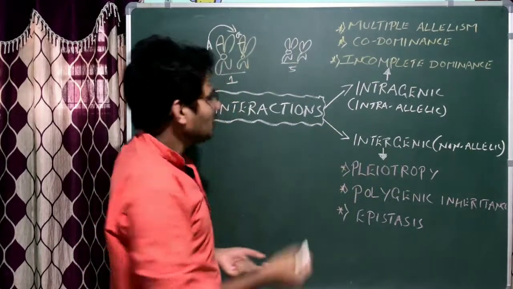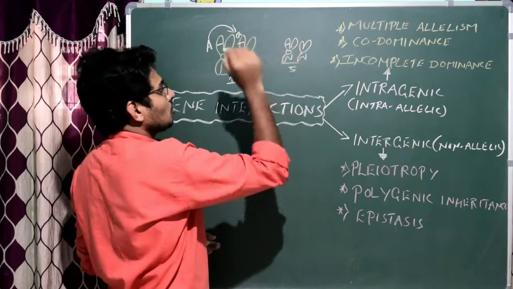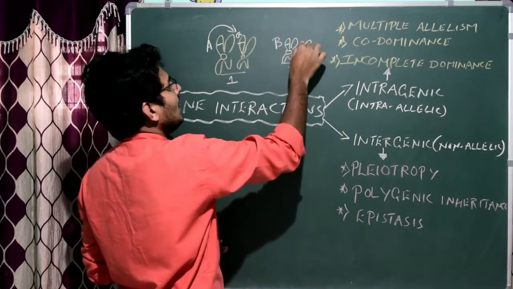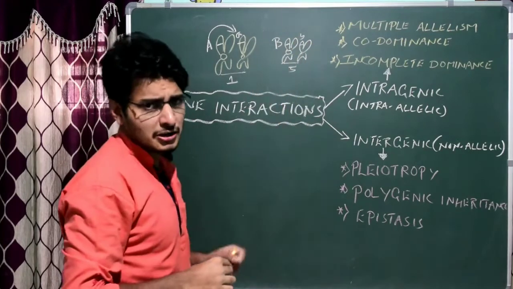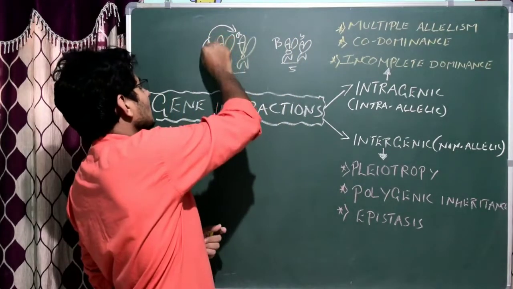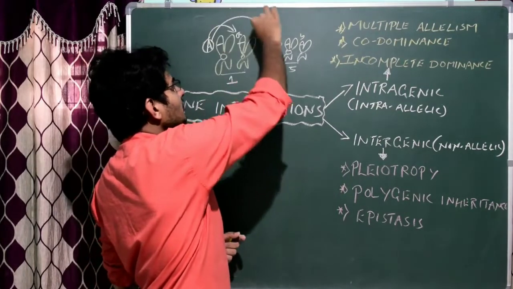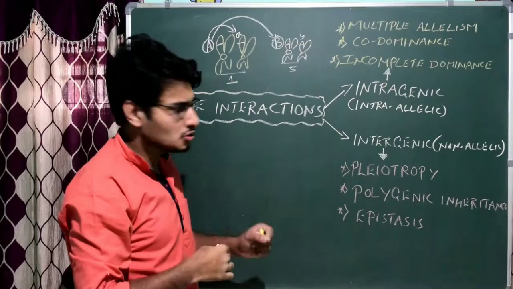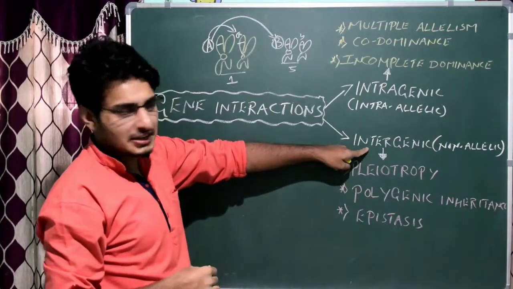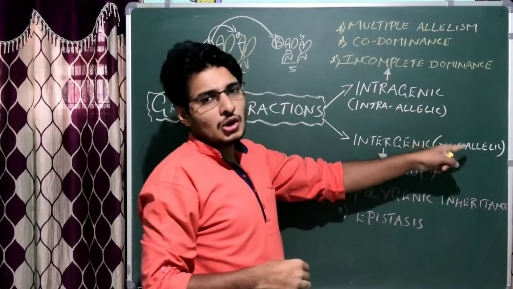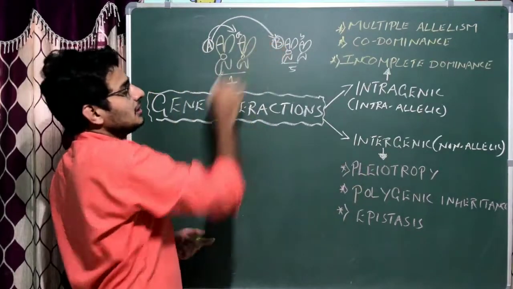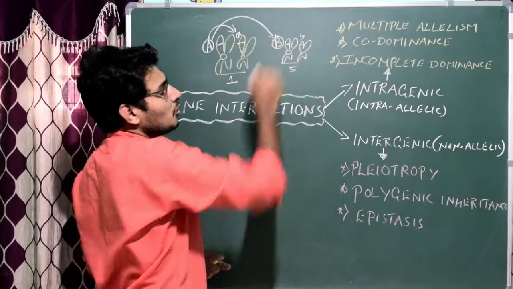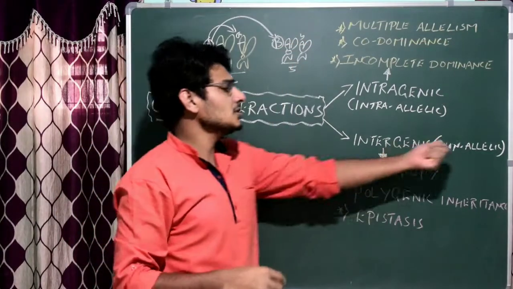Intergenic is very easy now. If I take the fifth chromosome, let us name the alleles capital B and small b. It is also a heterozygous condition. If the capital A gene interacts with this capital B gene of the non-homologous chromosome, then it is called intergenic. It is also called non-allelic. Obviously, for A, B is not an allele. For A, this small a is the allele. For this capital B, this small b is the allele. Got it? So it is non-allelic.